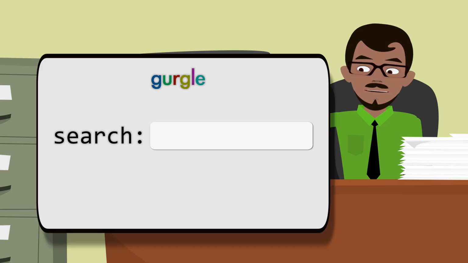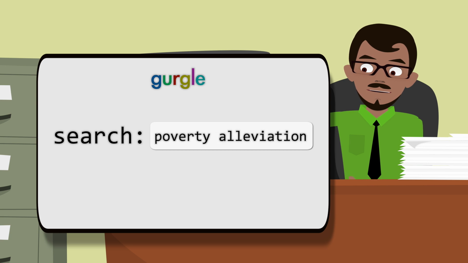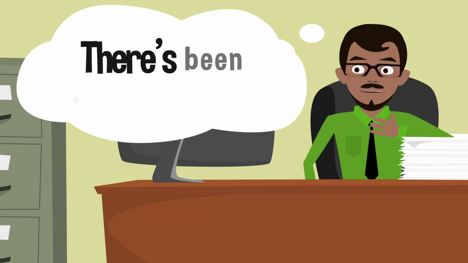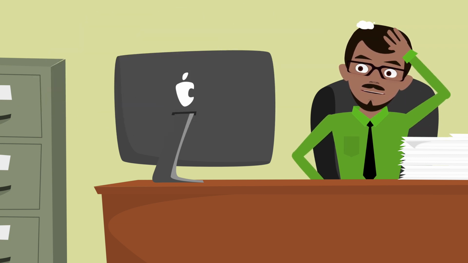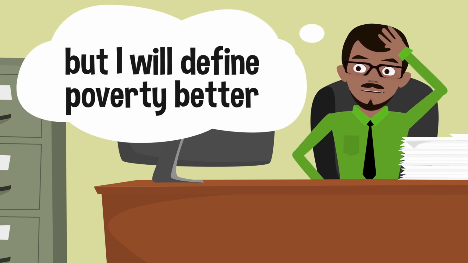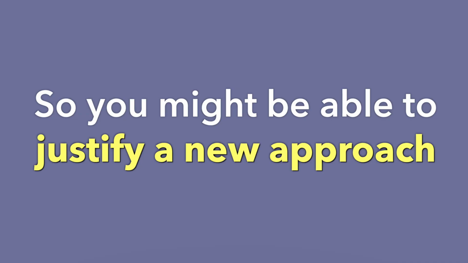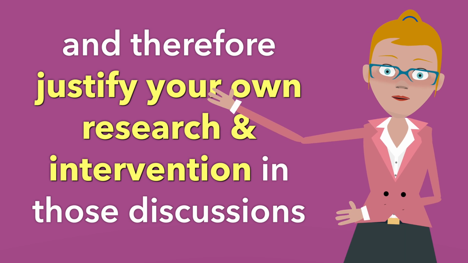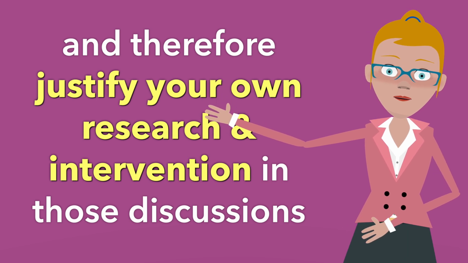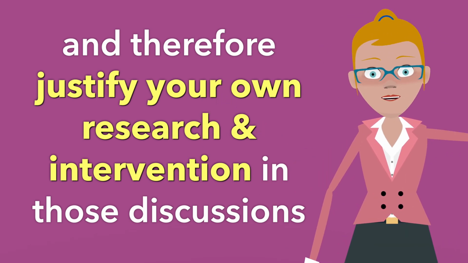You might be interested, for instance, in topics of poverty alleviation. It's a social science research question. And people have come to various conclusions, but perhaps their definition of poverty is insufficient in particular ways. So you might be able to justify a new definitional approach to poverty, and therefore you're able to justify your own research and your own intervention in those discussions.